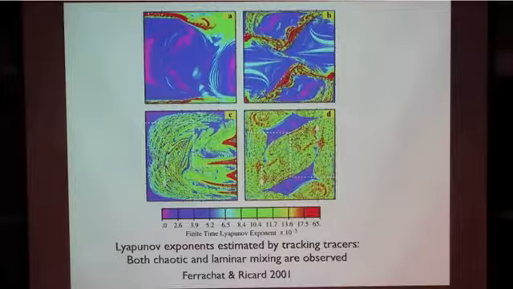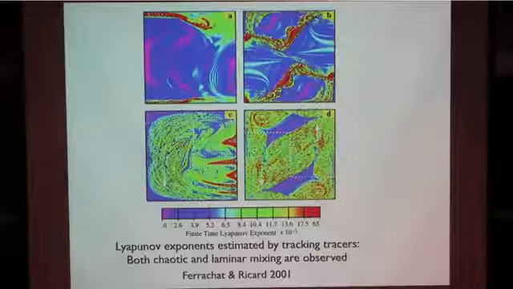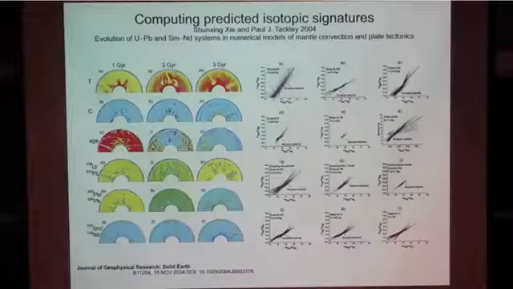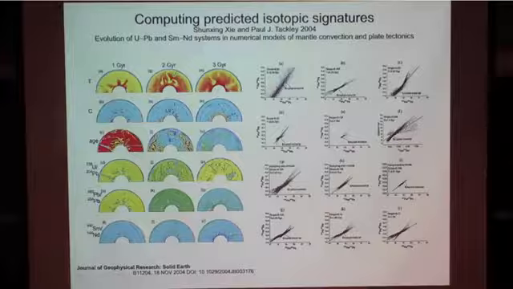So we're still looking for ways to address this. The last kind of method I want to at least bring your attention to is computing predicted isotope signatures. This is by Xi and Tackley, about 12 years ago, and there's still work of this sort going on. It's still a productive way to approach it.